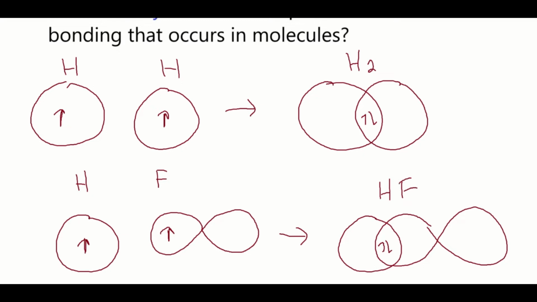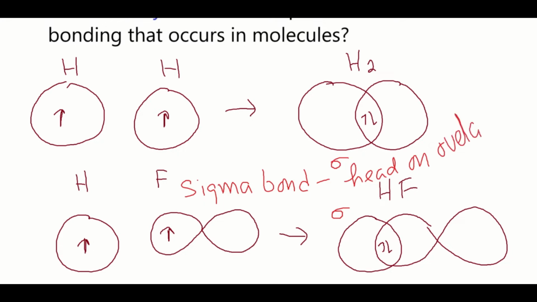Now these are examples of head-on overlap of atomic orbitals. So they're known as sigma bonds, denoted here with the Greek symbol sigma. Sigma bonds are the head-on overlap of atomic orbitals. Now you might be wondering, how else are bonds formed other than head-on overlapping? Well, there's another way that happens side to side, so we'll cover that later in this lesson.